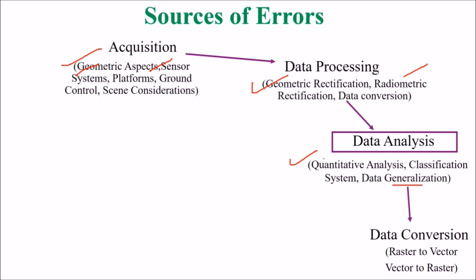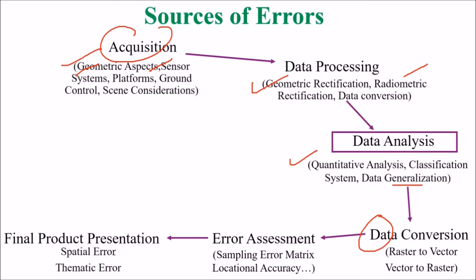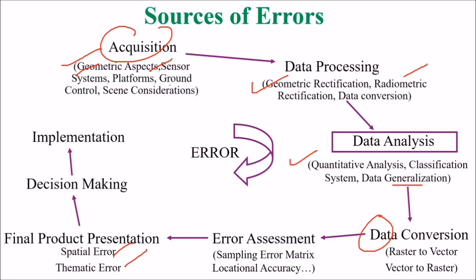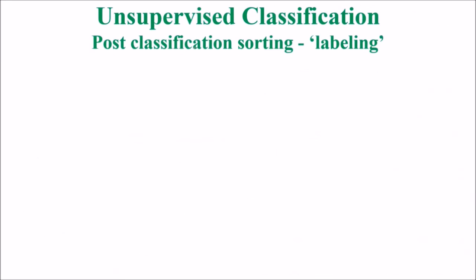And then the data conversion. These two create most of the error. Raster to vector, vector to raster. Then the error assessment. You can use the sampling error matrix or location accuracy. And in the final product presentation, you have to state what your spatial error and thematic mapper are. And then finally, the decision making and the implementation, and error propagates like this. So you have to check what is the error and what is the actual data.